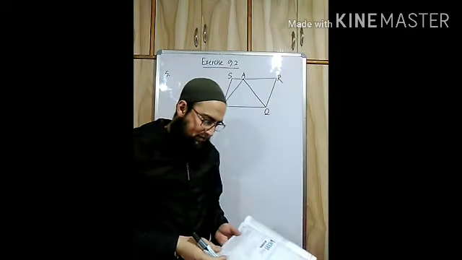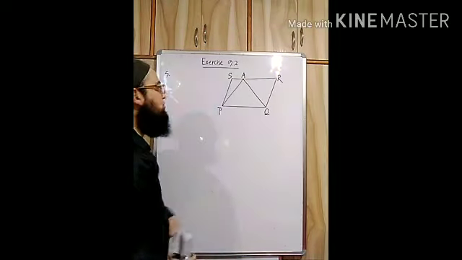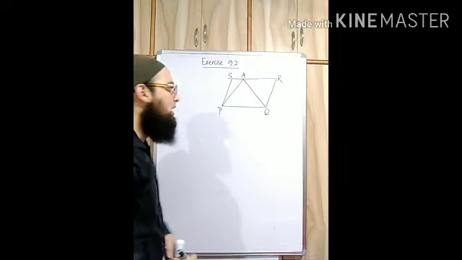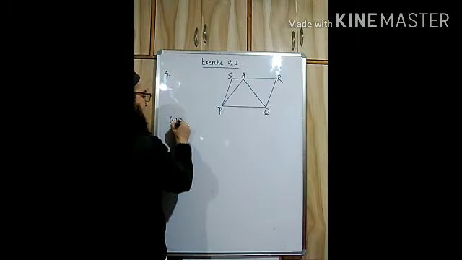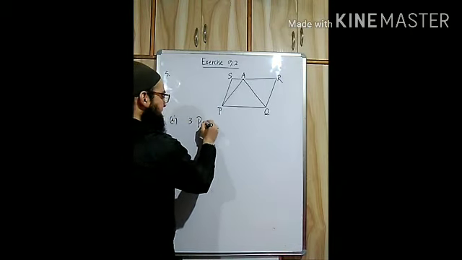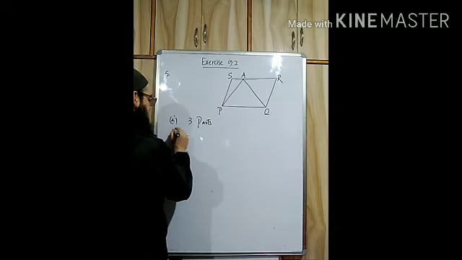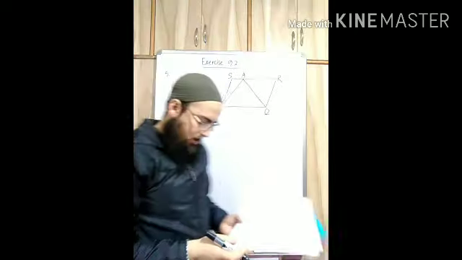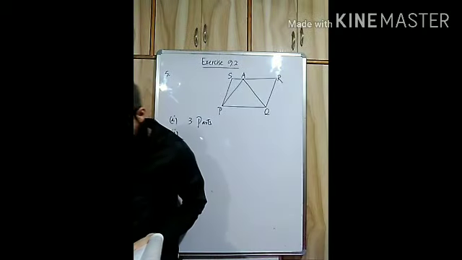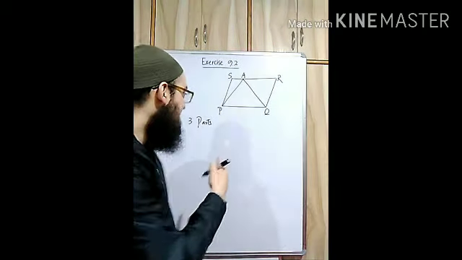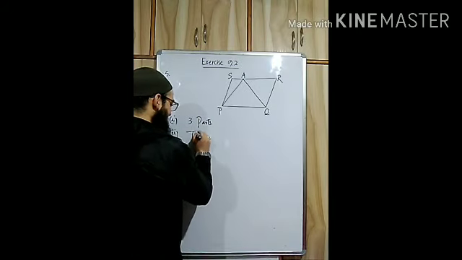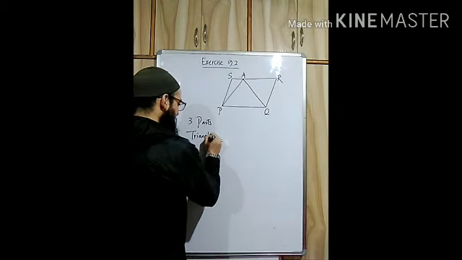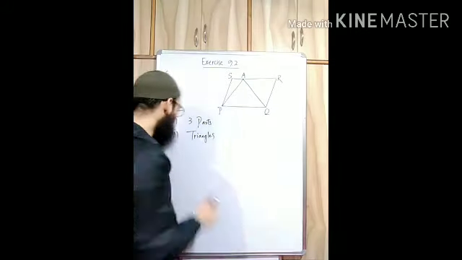In how many parts is the field divided? Now answer the question. 1, 2, 3. So the answer for the first part is 3 parts. What are the shapes of these parts? Triangles. All of the 3 are triangles, isn't it?